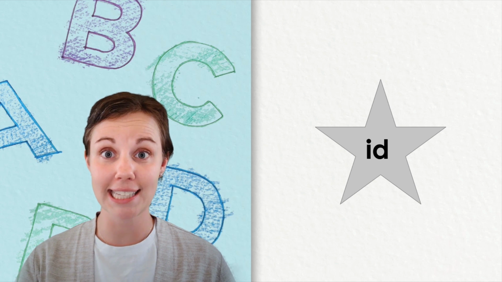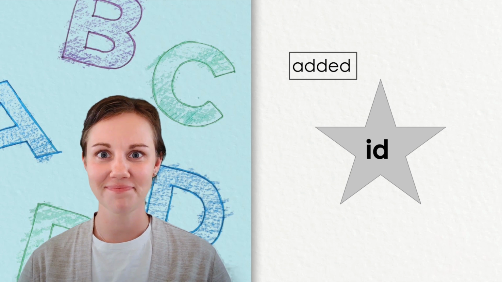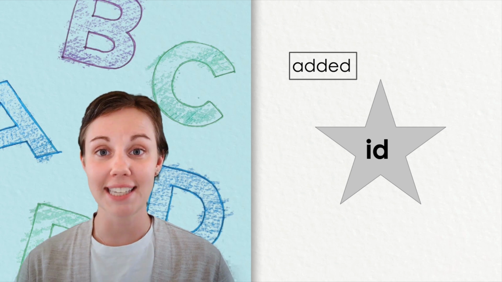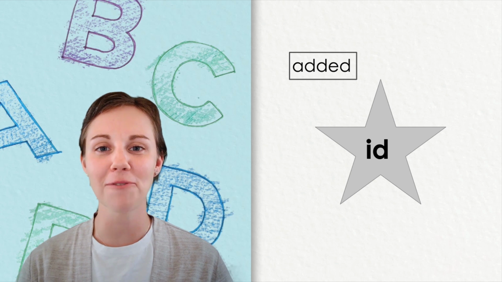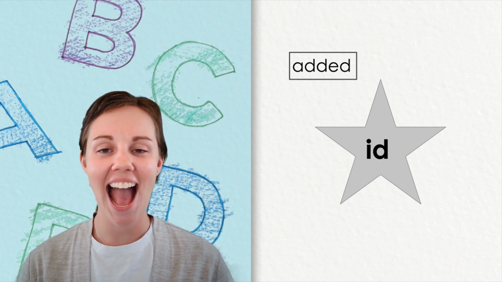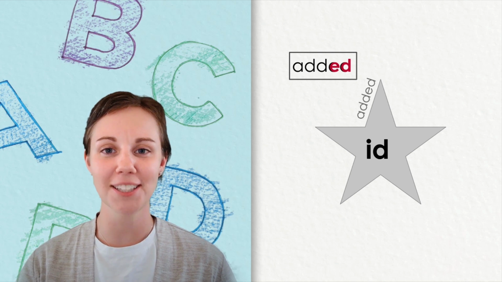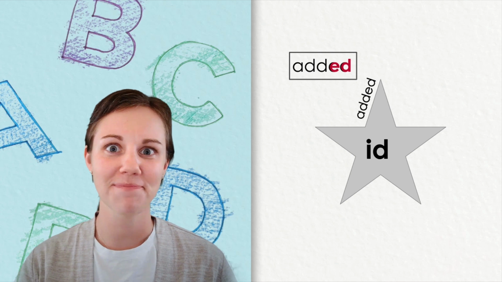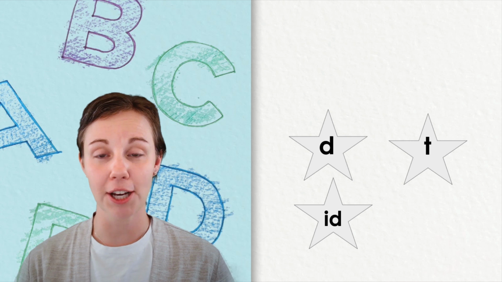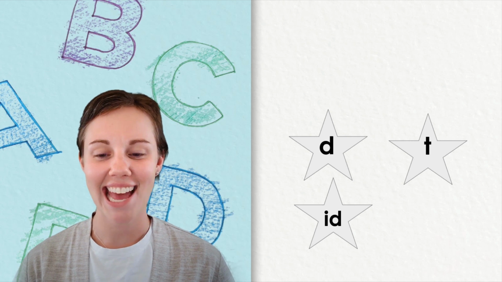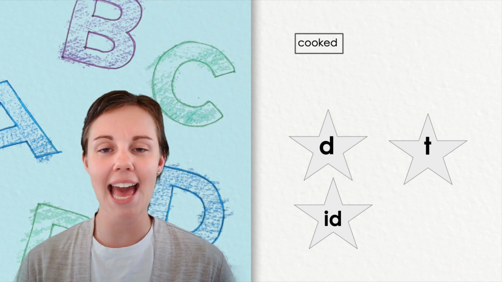Here's the first example word. What does that word say? We see the base word add, and we finish it off with that suffix id. Added. Great job. That can go right onto our ID word star. Now we have all three word stars ready to go. D, t, and id. Look at this word. What does it say?